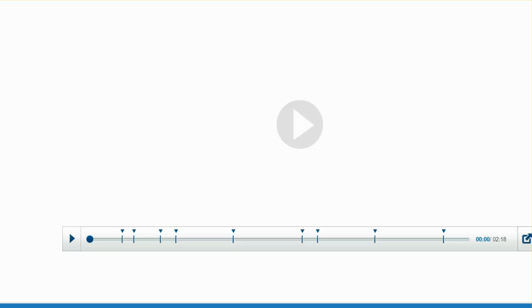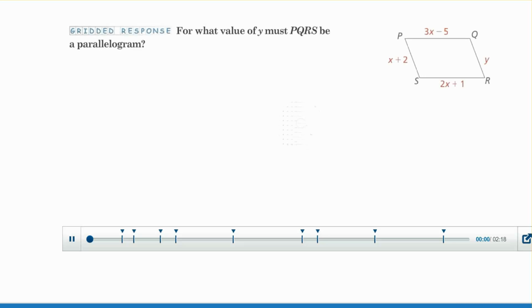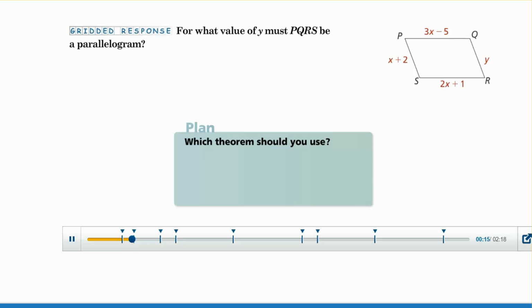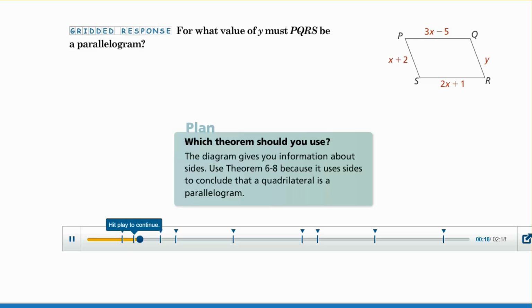Okay, let's go through some example problems that you're going to see on your homework. The first one is finding values for parallelograms. In this problem, you will find values necessary for quadrilaterals to be parallelograms. For what value of y must quadrilateral PQRS be a parallelogram? Which theorem should you use? The diagram gives you information about the sides, so use theorem 6.8, because it uses sides to conclude that a quadrilateral is a parallelogram.